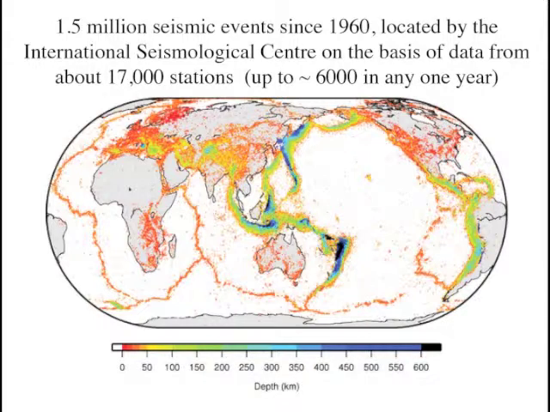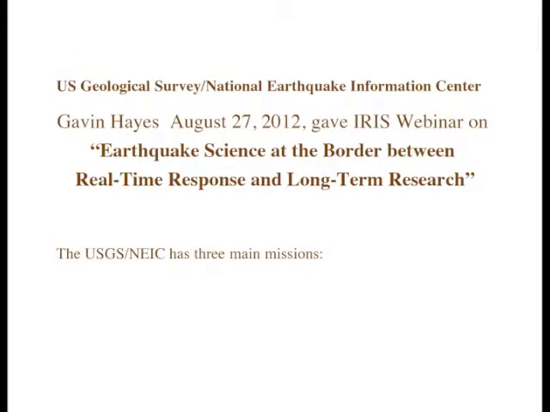In the last more than 50 years, more than 1.5 million seismic events have been documented by an international group headquartered in the UK, which receives information, typically phase arrival times and amplitude information, from up to about 6,000 stations in any one year. The US Geological Survey was the subject of one of these IRIS webinars less than a year ago.